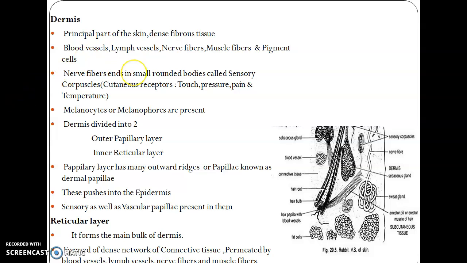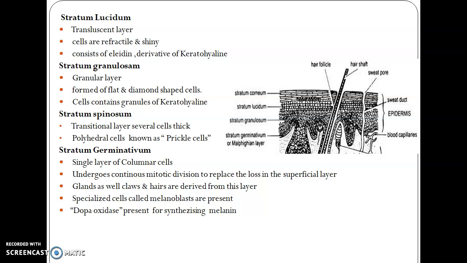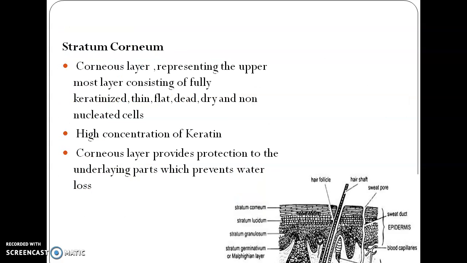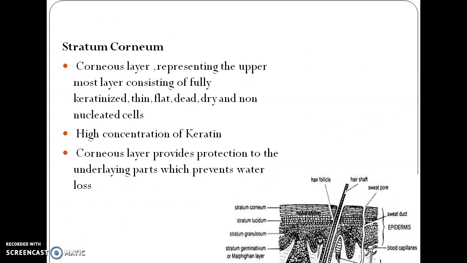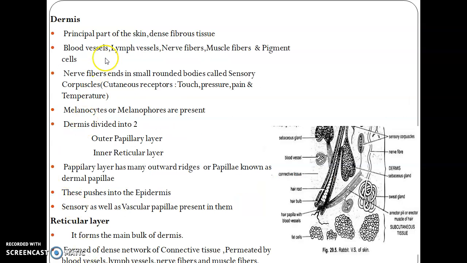Then, I told you that the dermis layer consists of nerve fibers. The nerve fibers generally end in small rounded bodies which are called sensory corpuscles. Here you can see that these are the sensory corpuscle cells. So what do we mean by these sensory corpuscle cells? The nerve fibers which are found in the dermis generally end in small rounded bodies, that are called sensory corpuscles.